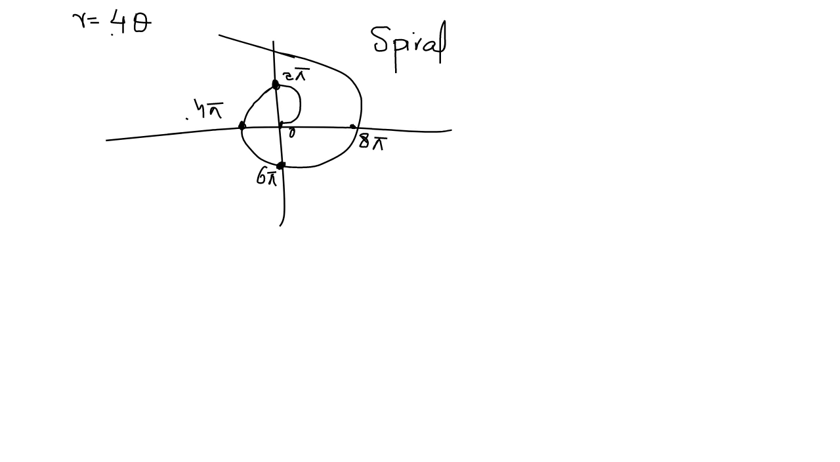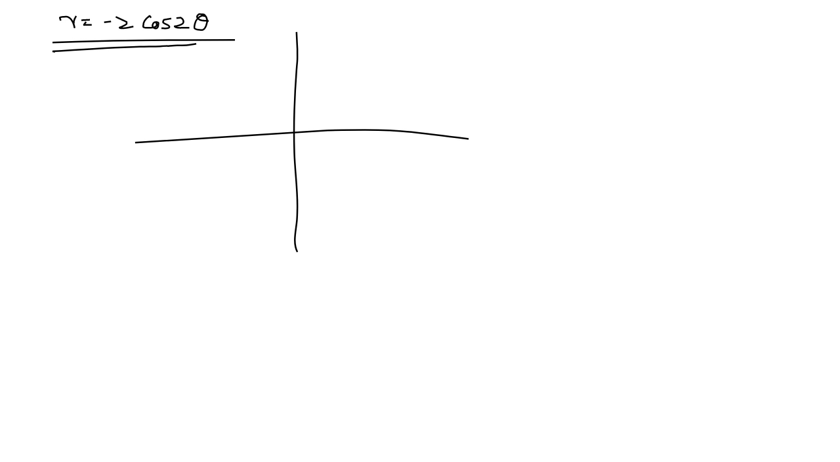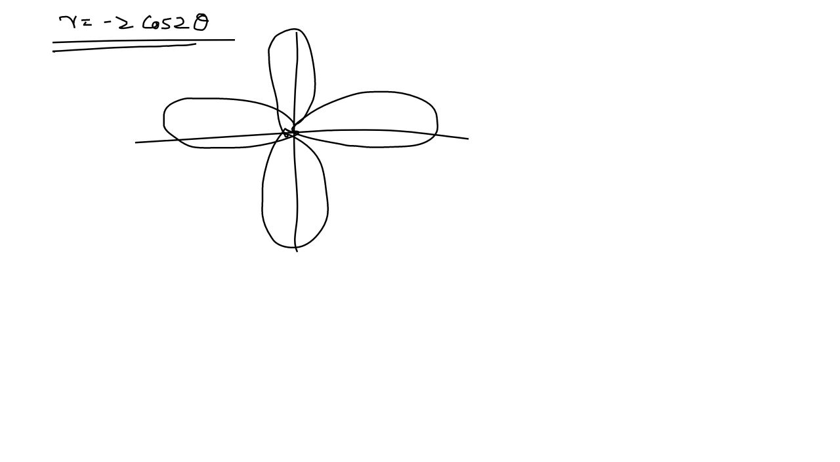Okay, now the last one is r is equal to -2 cosine of 2 theta. Now, with 2 theta the angle changes, so it is an even number. So for an even number, how many petals does the cosine have? 4 petals: 1, 2, 3, and 4.